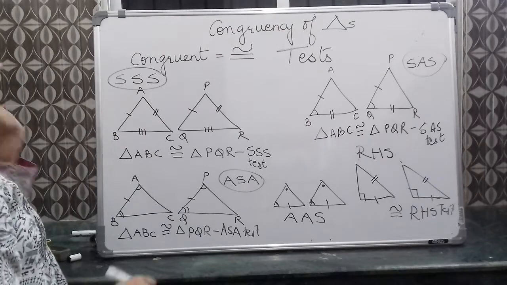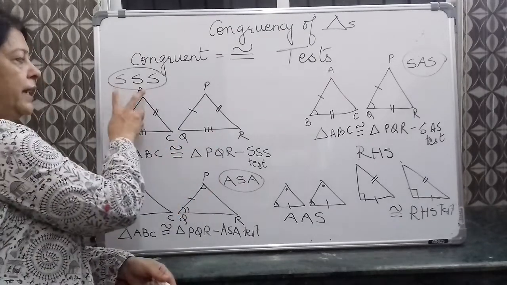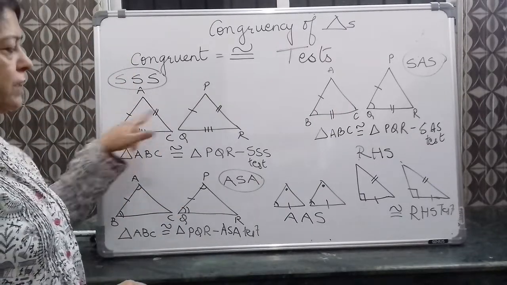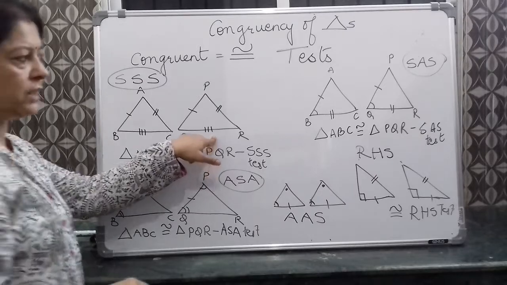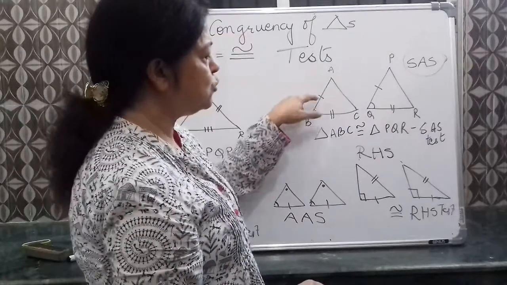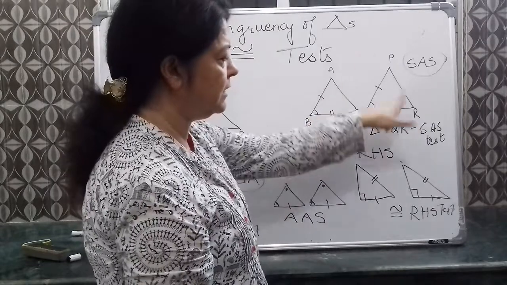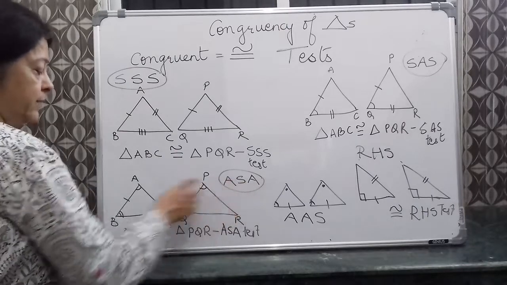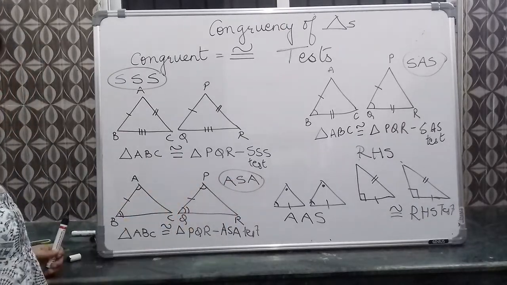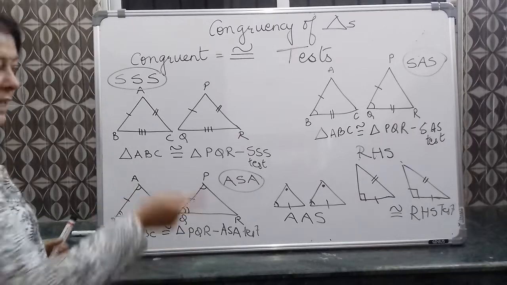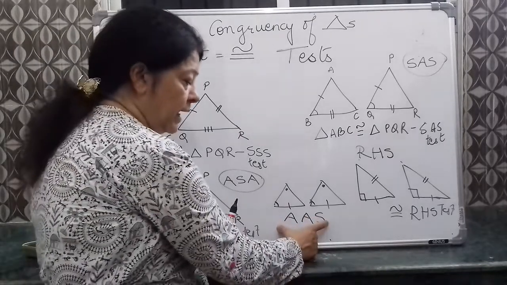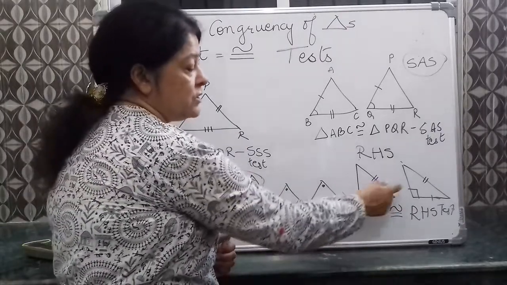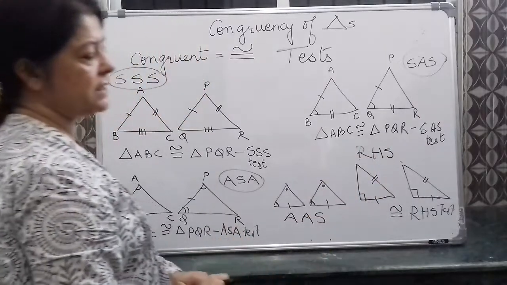So children, we have come through these tests right now: SSS test, SAS test. SSS stands for all three sides of one triangle equal to all three sides of the other. SAS means two sides with the included angle of one triangle equal to two sides and included angle of the other. ASA means two angles with the included side of one is congruent to the two angles and one side of the second. AAS where the side is beyond the two angles, and RHS where the right angle, hypotenuse and the side is equal.